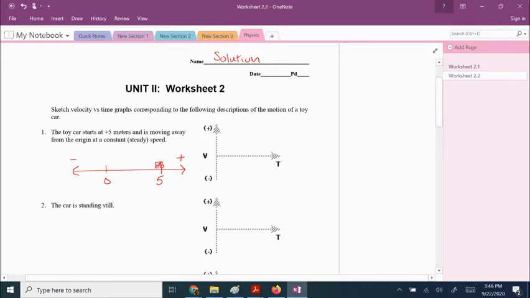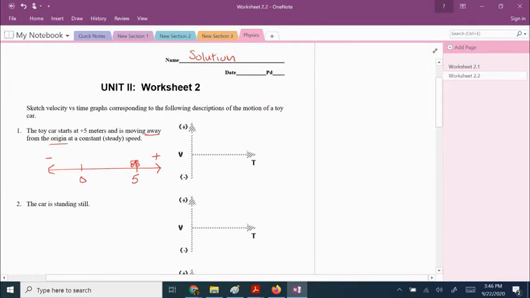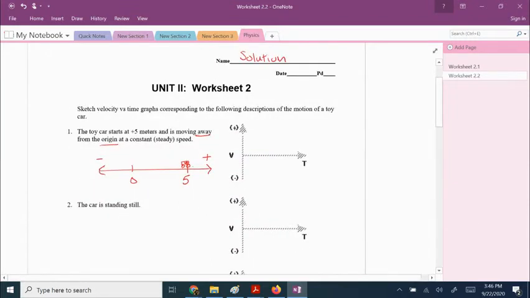and it heads away from the origin. The origin is the 0, 0, so it heads away from that. That means the toy car is going in the positive direction, so positive direction tells us we're up here. Then it's a constant speed, so it's a positive velocity and it's constant, so it's going to look like that. Positive because it's traveling away from the origin, moving to the right, so we're up here above the axis, and the constant speed tells us that it's a flat horizontal line.